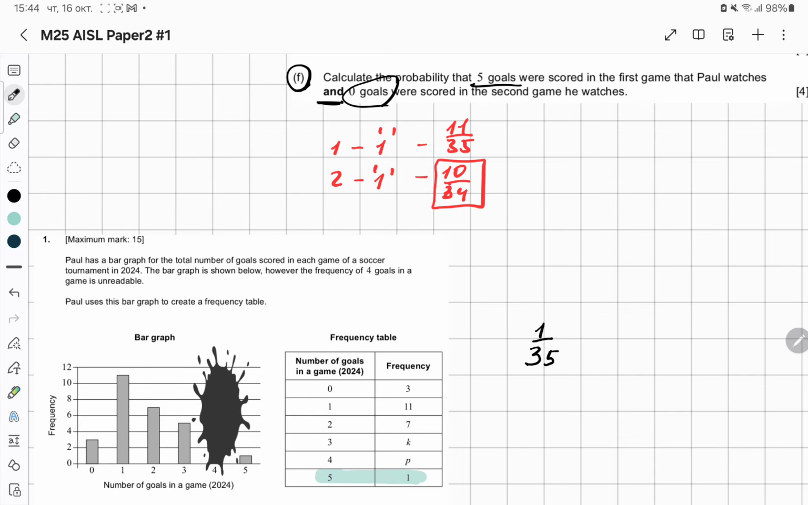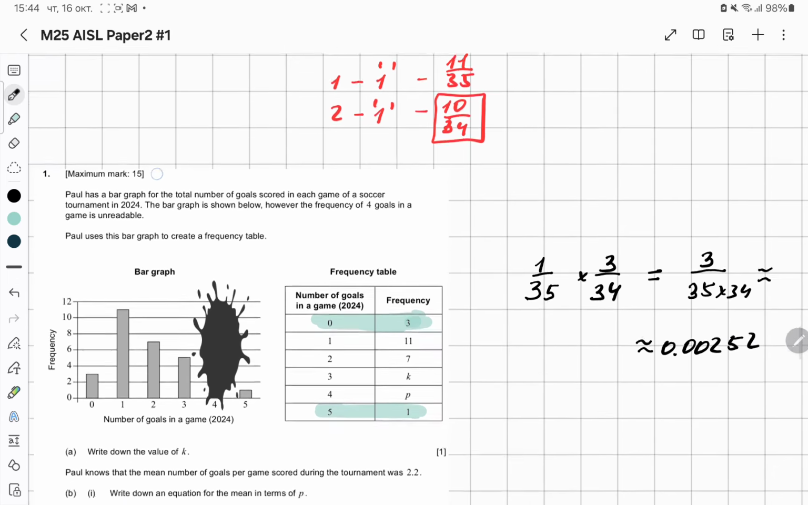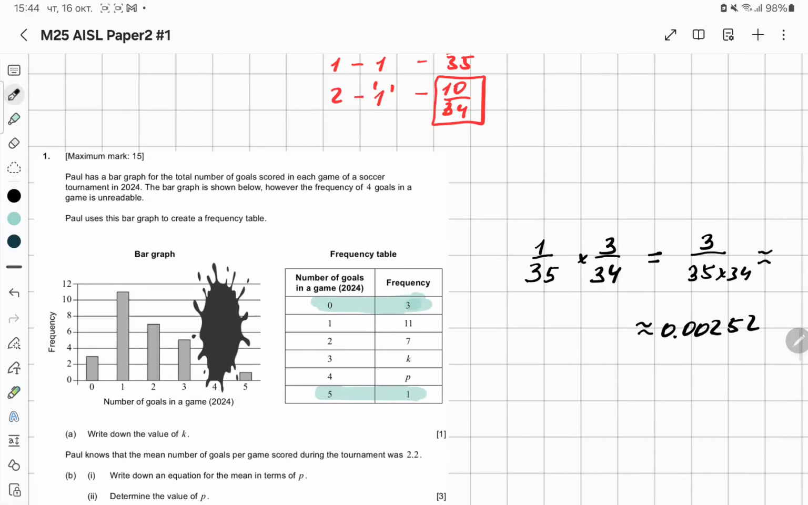And it says 0 goals for the second game. So 0 goals is 3 out of 34, because 1 game is already used, so in total it is 3 out of 35 times 34. In decimal places, we will have 0.002524, to 3 significant figures. Okay, so that's how paper 2 question number 1 is solved.